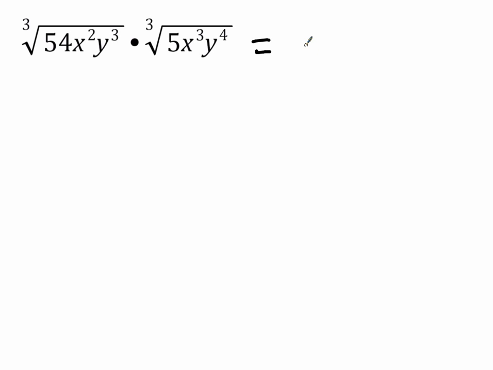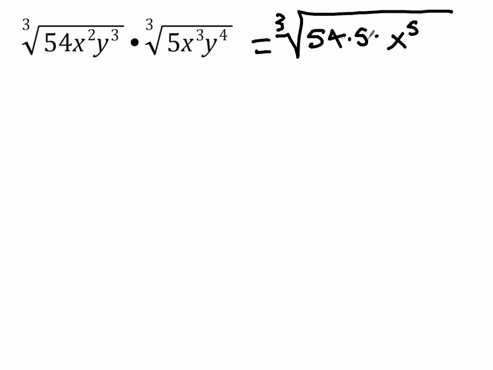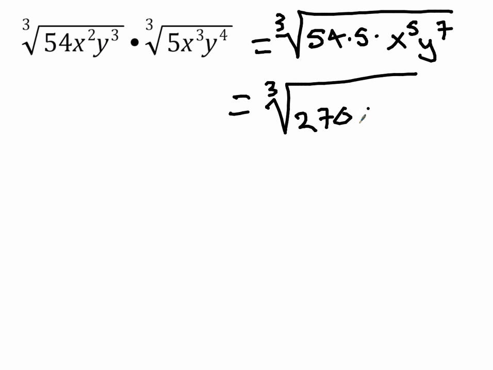Okay, so there's two ways you can do this problem. I'll do it the more methodical way first, and then I'll show you the shortcut. So you can take the cube root of 54 times 5 times x squared times x cubed is x to the 5th, x cubed times y to the 4th is y to the 7th. I'm not sure what 54 times 5 is off the top of my head. 270, I believe. So we have 270 x to the 5th, y to the 7th.